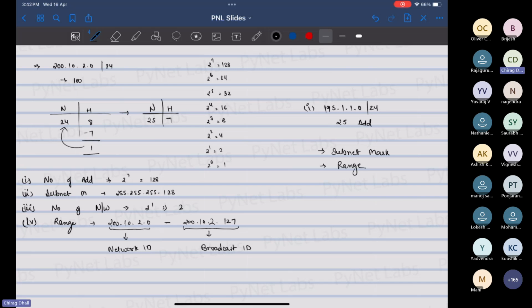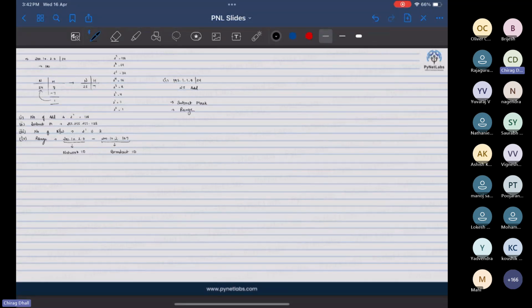Okay, I assume everyone must have calculated this by now. I can see multiple responses in the group chat. Perfect. So let's have a quick look on how this can be solved. So we are provided with a requirement of 25 addresses with the network as 195.1.1.0/24.